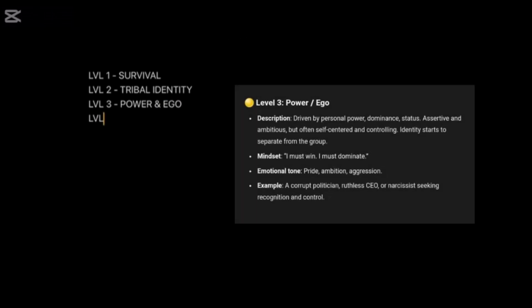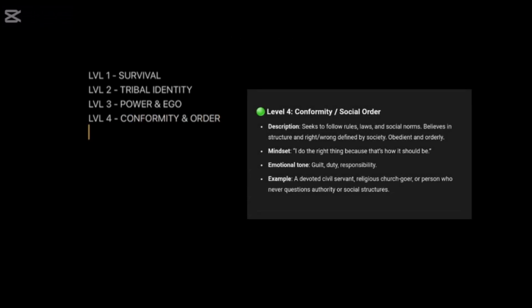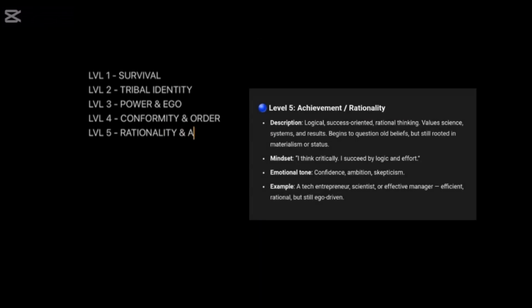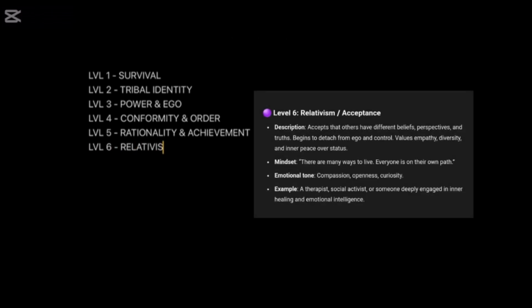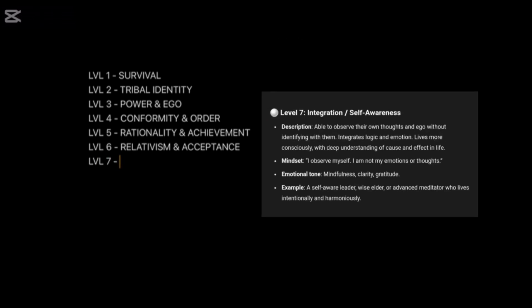If you scored most for level 3, or questions 7 through 9, you are at the level of power and ego. If you scored most for level 4, 10 through 12, that means you are at a level of conformity and order. If you scored most for level 5, 13 through 15, you are at a level of rationality and achievement. If you scored most for level 6, 16 through 18, you are at a level of relativism and acceptance. If you scored most for level 7, 19 through 21, you are at the level of self-awareness and integration.